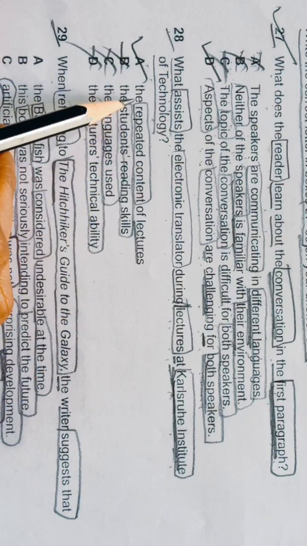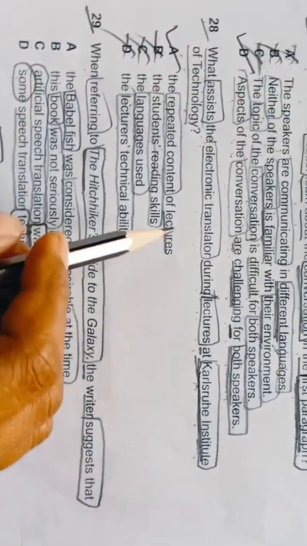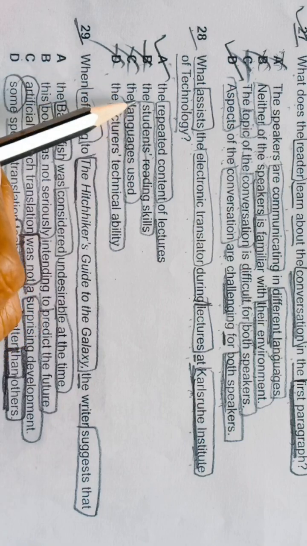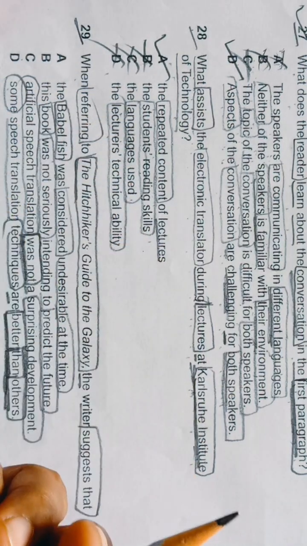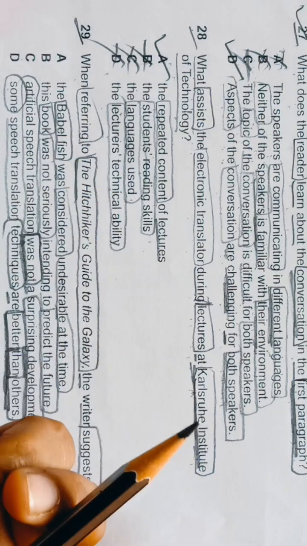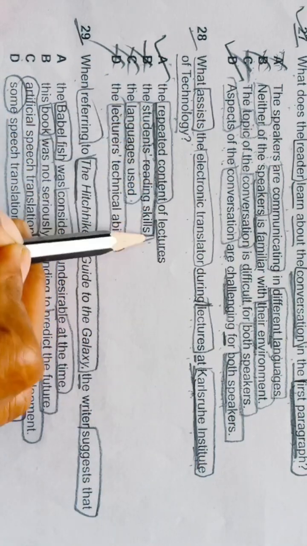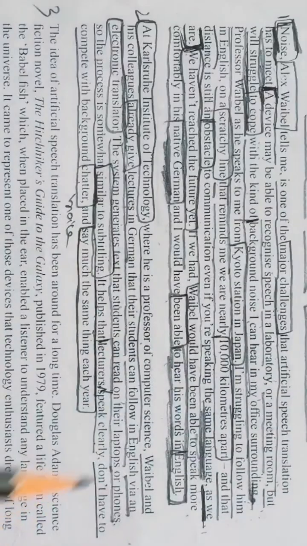They are talking about the repeated content of lectures. Okay. Why have we selected this option and cancelled out the others? Because the students' reading skill, this type of thing we have not seen. The language used we have not seen. The lecturer's technical ability, this also we have not seen. But we have seen this repeated content of lectures. From where are we getting our answer? From here we are getting our answer.